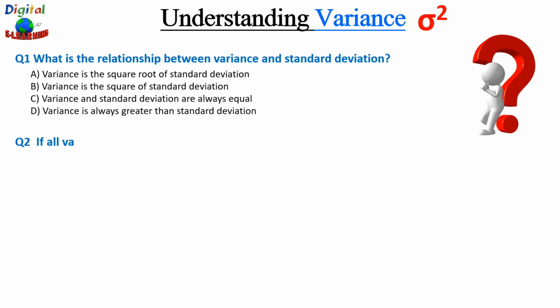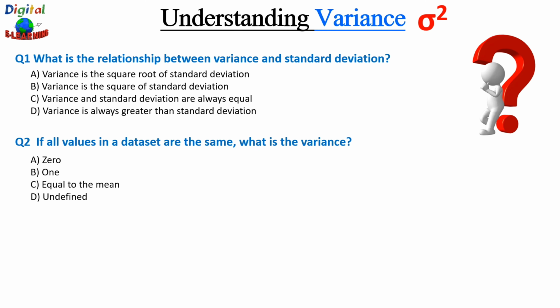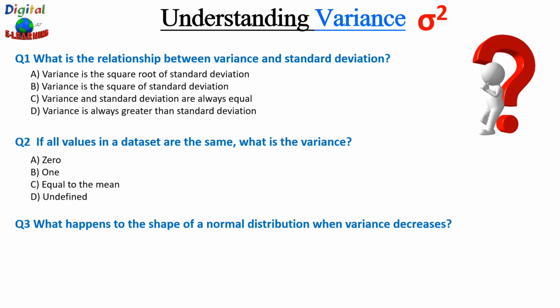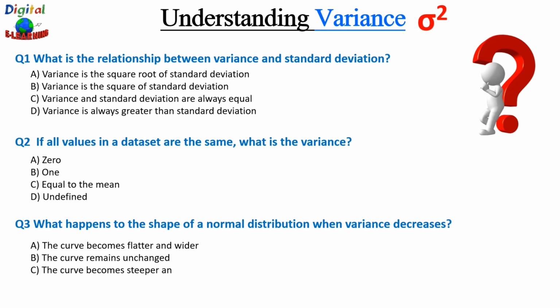Question number 2. If all the values in a dataset are the same, what is the variance? A, 0; B, 1; C, equal to the mean; D, undefined. Question number 3. What happens to the shape of the normal distribution when the variance decreases? Option A, the curve becomes flatter and wider. B, the curve remains unchanged. C, the curve becomes steeper and narrower. D, the mean shifts to the right.